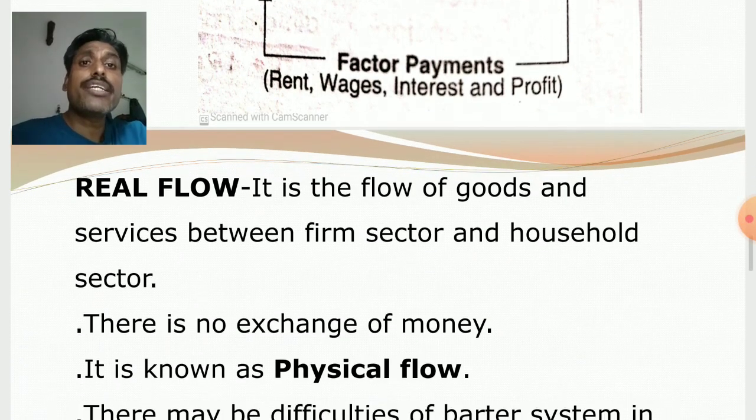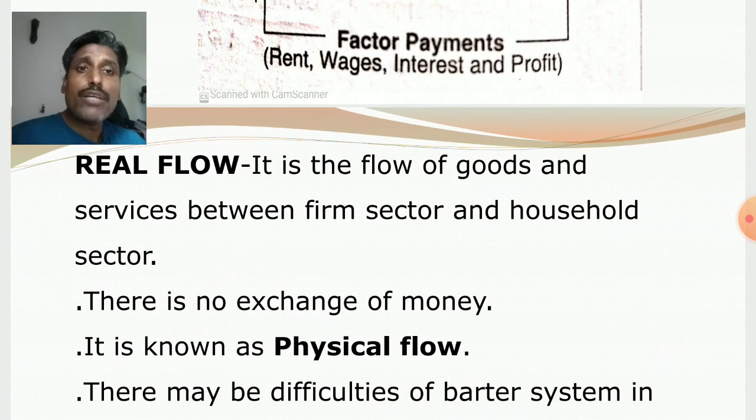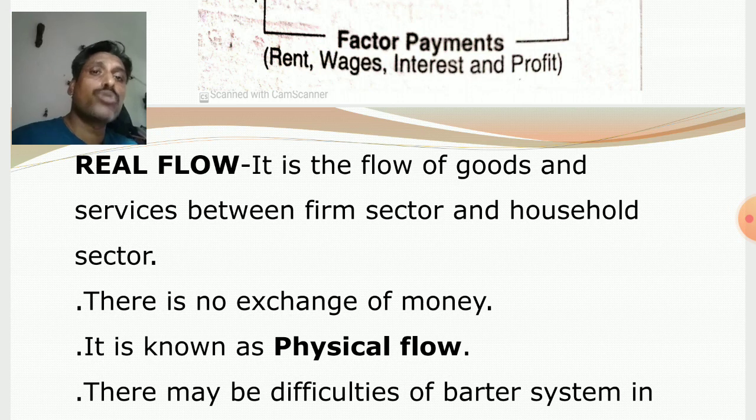Similarly, the second one, real flow. In real flow, there is no involvement of money. It is the flow of goods and services between the farm sector and the household sector. It's just the opposite of money flow. There is no exchange of money. The alternate name is physical flow.